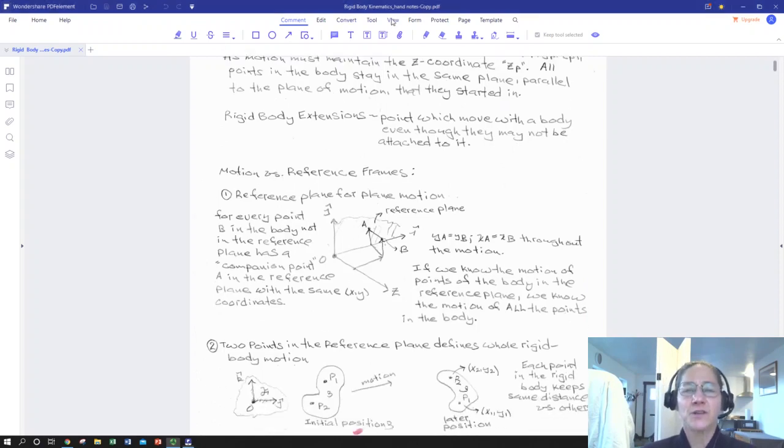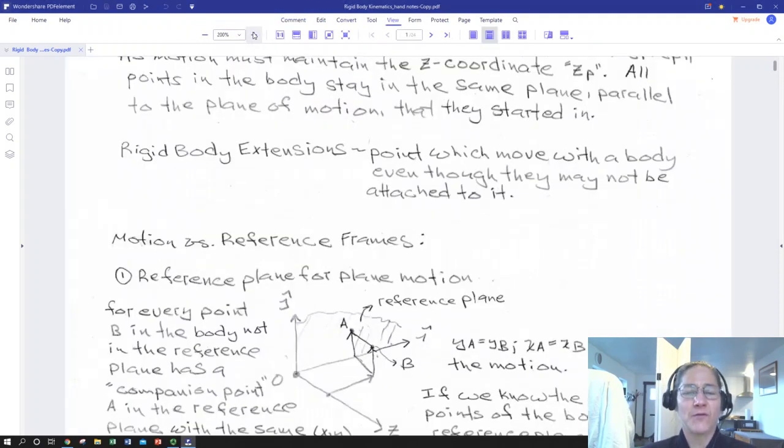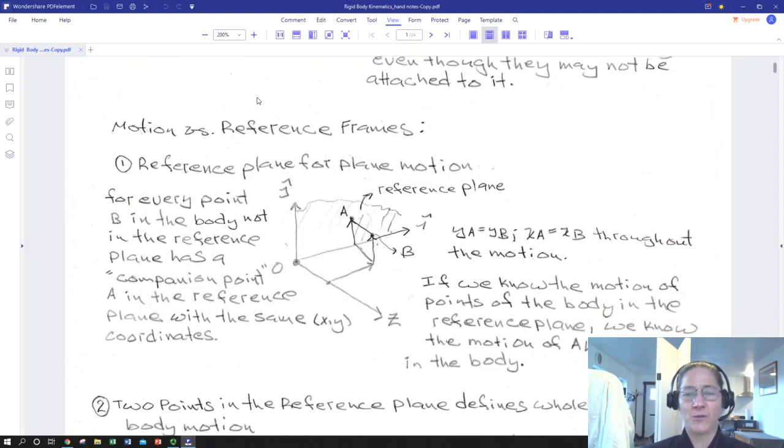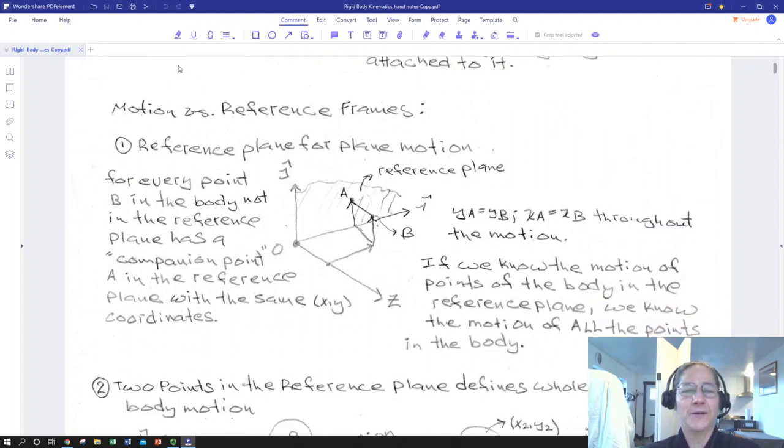Okay, so we're going to look at a few concepts of what it means to be in planar motion, and we'll zoom in a little bit here. So we're going to look at the concept of motion versus a reference frame. So we've got a coordinate system here.